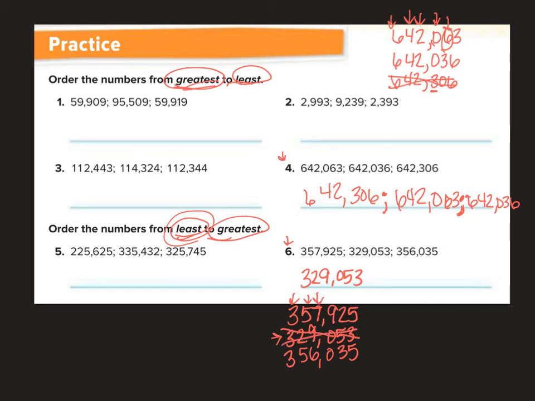Okay, now we're comparing the last two. Let's look at the thousands place. We've got a 7 and a 6. We're going from least to greatest, so the 6 is least. So I'm going to make my semicolon. 356,035. And lastly, the greatest number, 357,925. So, question is, do you have to line up the numbers? Absolutely. Yes, you have to do it to practice this strategy that I'm teaching you.